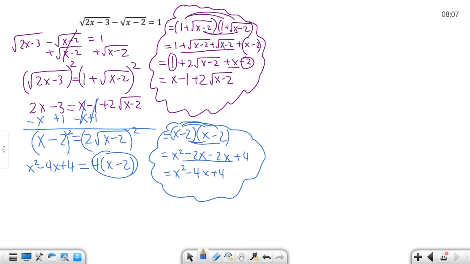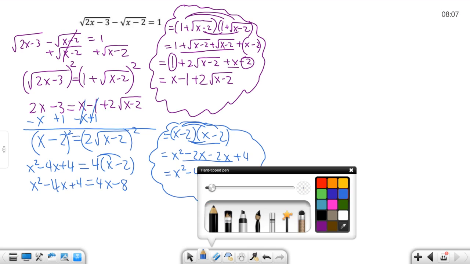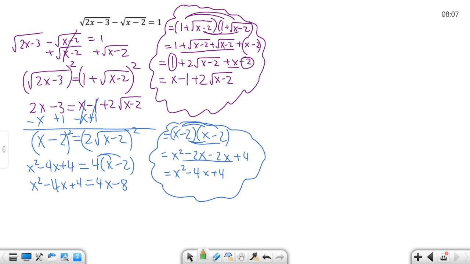I guess really I could have gone ahead and distributed that in a thought cloud somewhere, but let's just write down the next step. Equals 4x minus 8, right? Distribute. So just feels like a time for a new color here. We're going to subtract 4x because x squared is positive on the left side. We're going to add 8. These things cancel. We get 0, and we get x squared minus 8x plus 12.